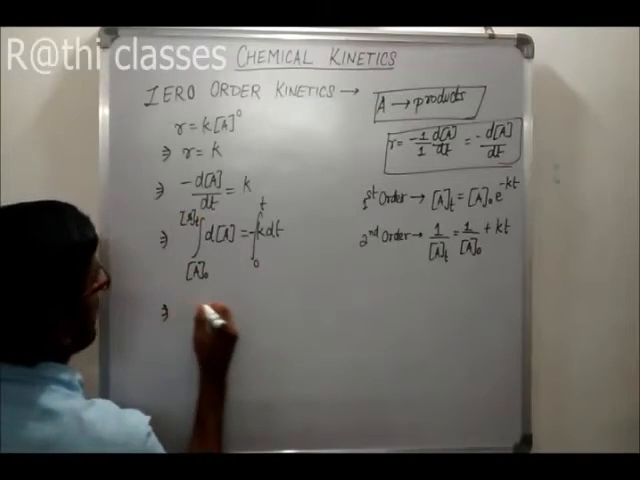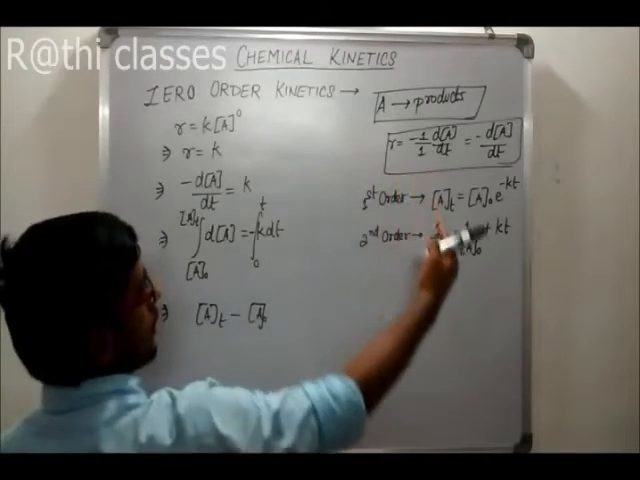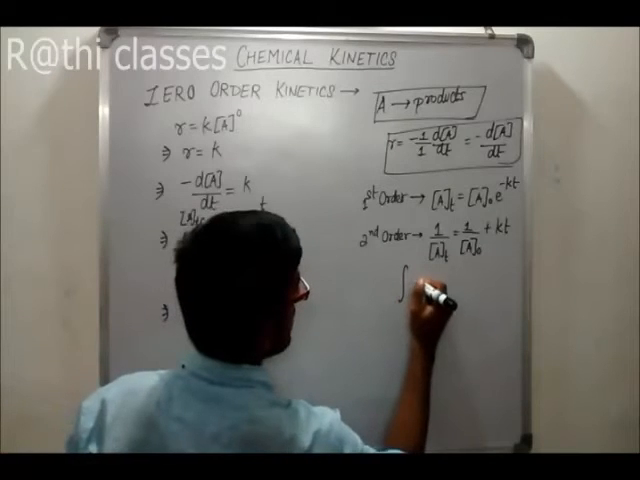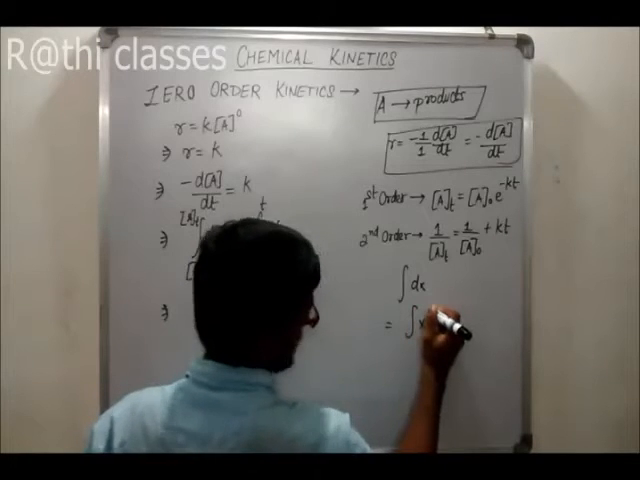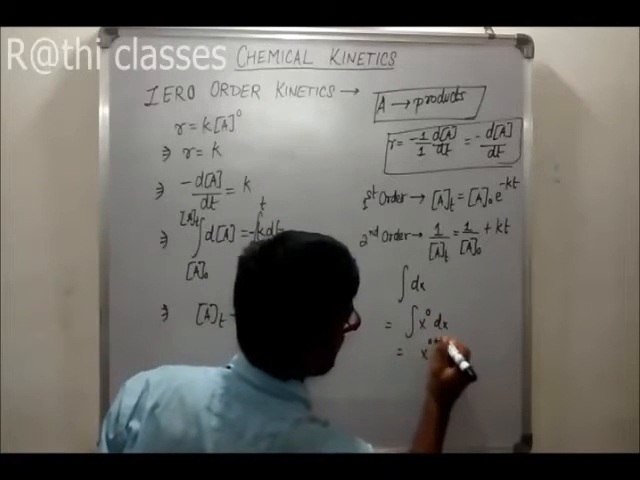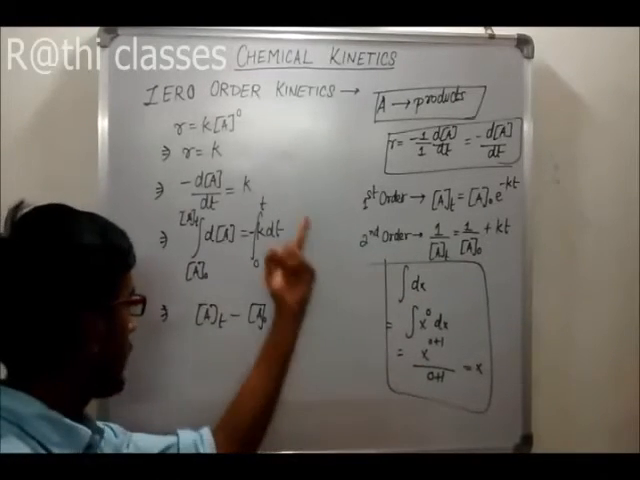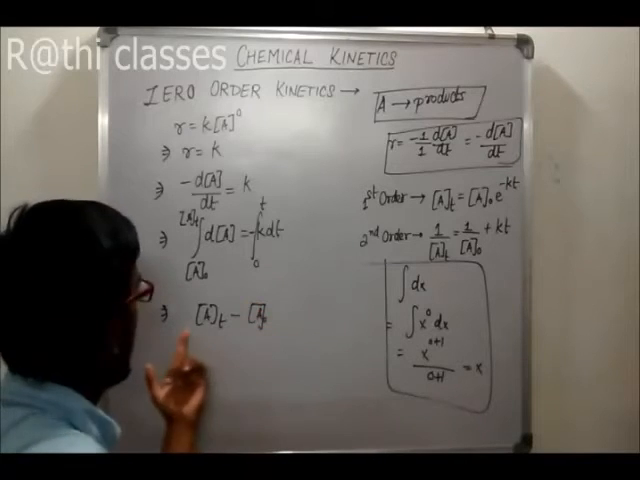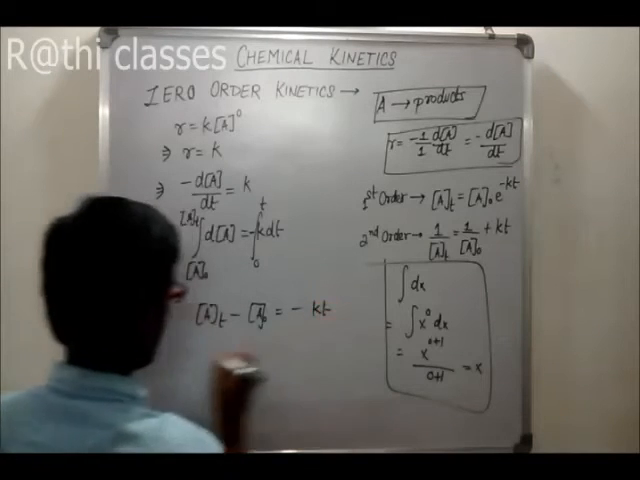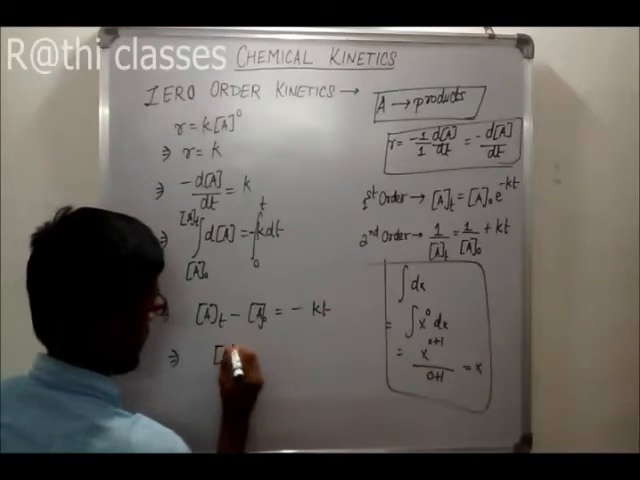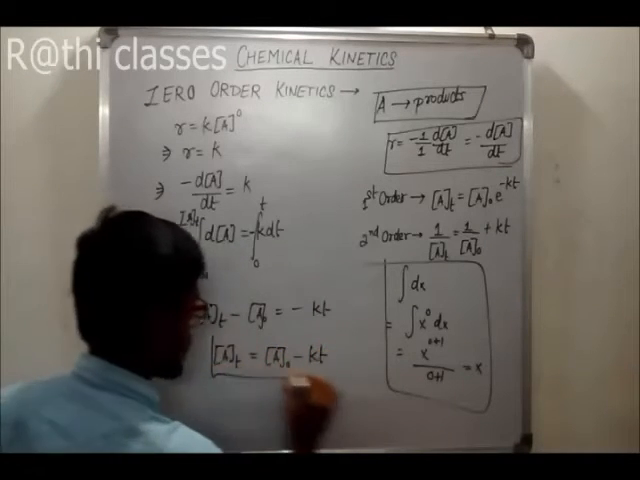I get At minus A naught. Using the second formula, the integral of dx can be written as the integral of x to the power 0 dx, which is equal to x to the power 0 plus 1 upon 0 plus 1, which is equal to x. Using this, I can write it as At minus A naught, and after putting the limits and subtracting, At minus A naught is equal to minus kt, or At is equal to A naught minus kt. This is for the zero order reaction.